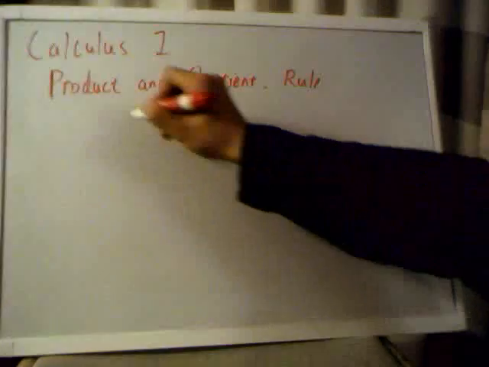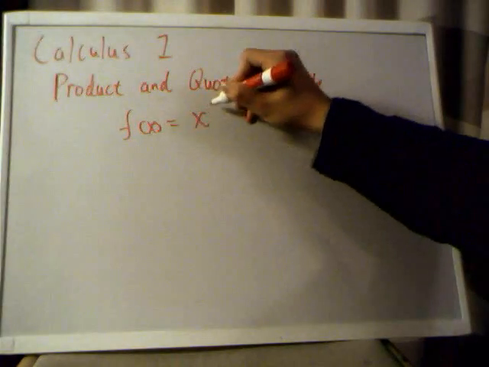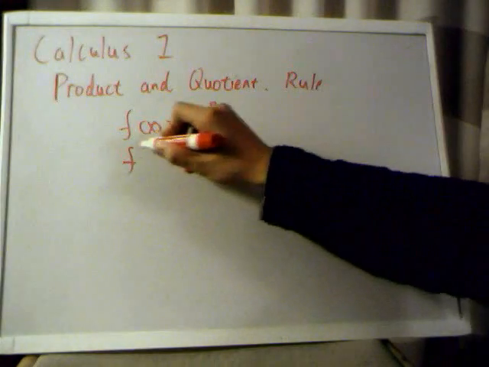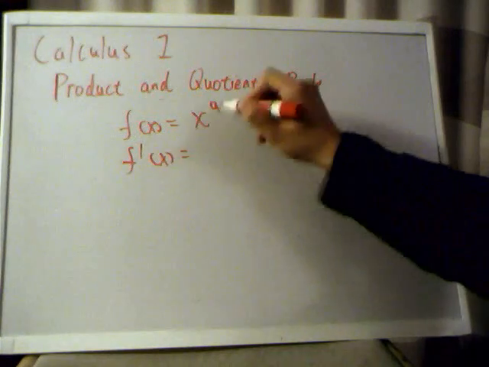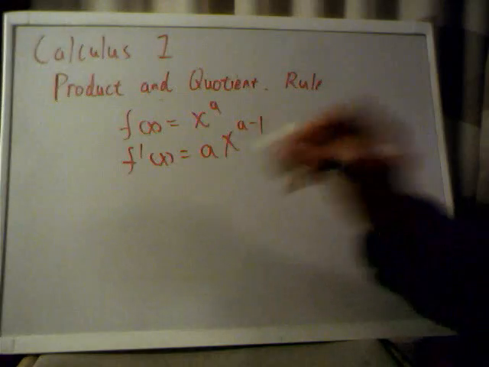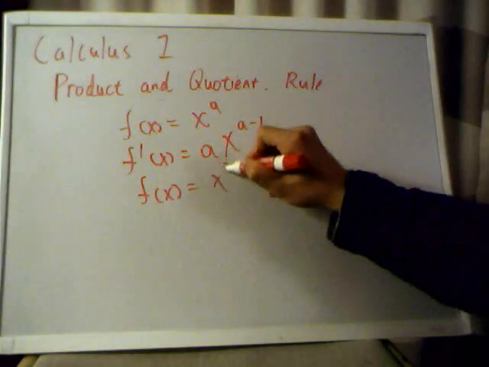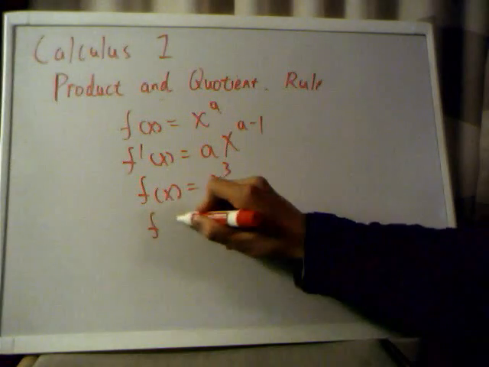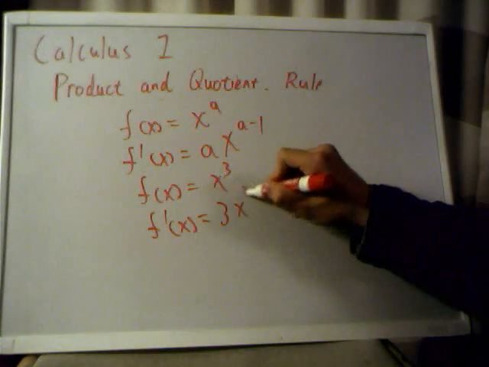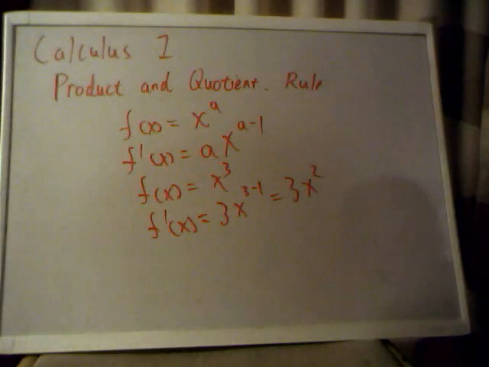Say you have f of x is equal to x to some constant power. Then to take the derivative, you simply do f prime of x: you bring the power a down, times x to the a minus 1. For a numerical example, f of x is equal to x to the third power, and then f prime of x is equal to 3x to the 3 minus 1, which is 3x squared. Now this is simple enough.